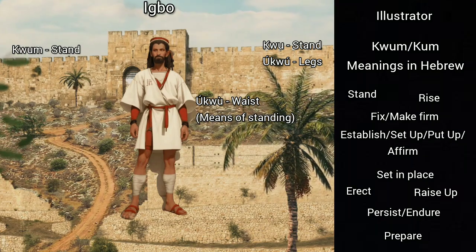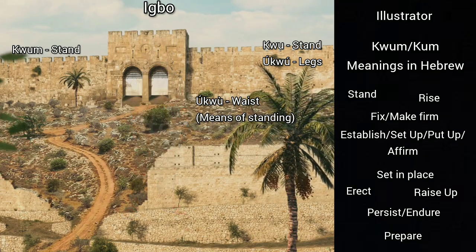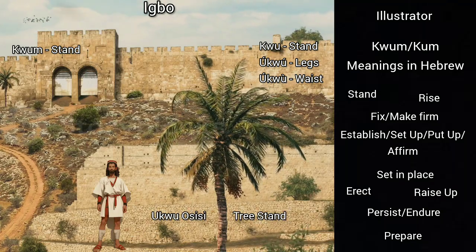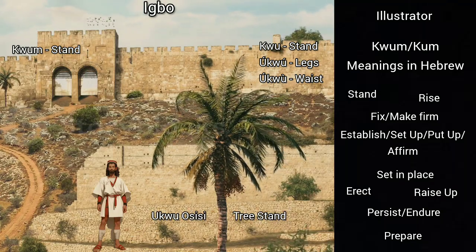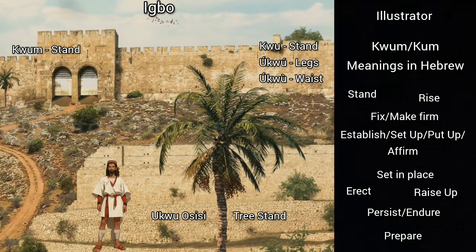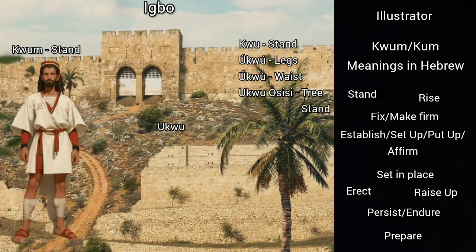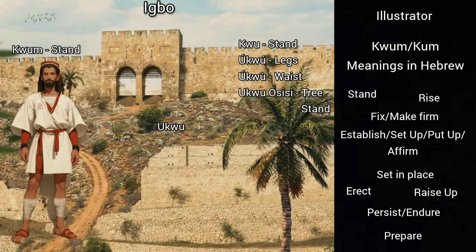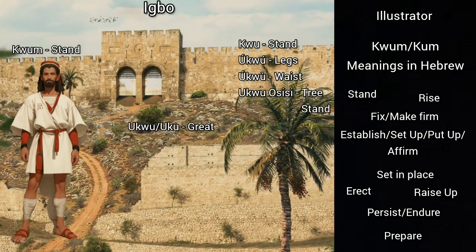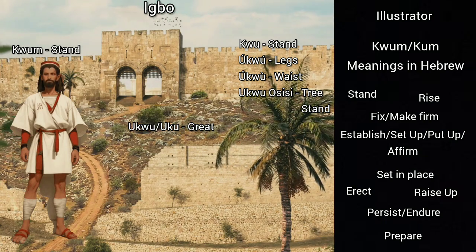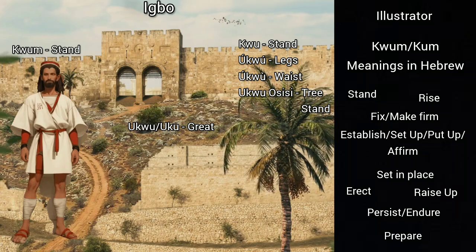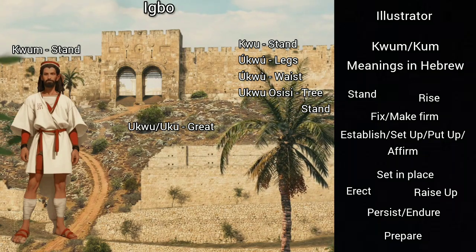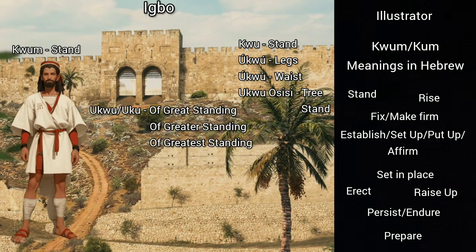Now, there are several other applications in the Igbo language, like when you see a tree stand, it is called ukwu osisi. Now, there's a word in the Igbo language which we call uku. Uku or ukwu, depending on the dialect, means great. However, if you look deeply, or if you've been into research on the Igbo language, you'll understand that this word is actually of great standing.